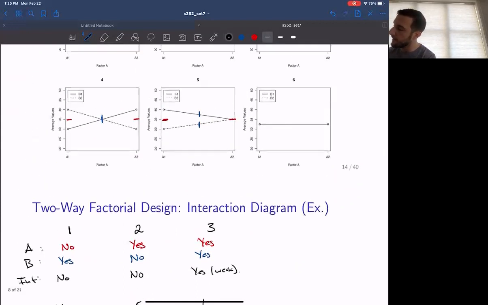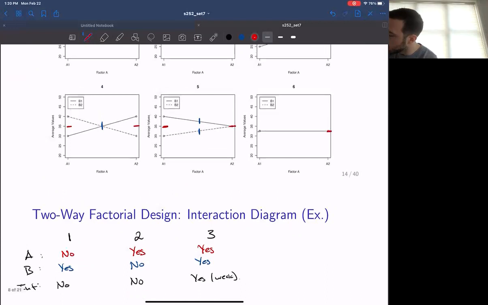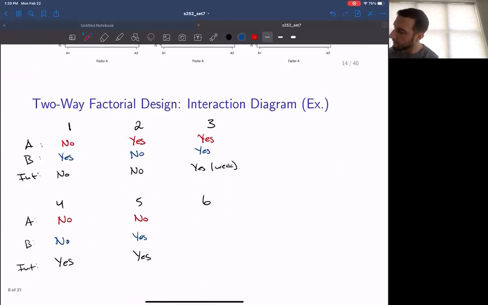All right, and then in the last system, this would be what we would think of as a dead system or a very boring system, I guess. You can see that the red points are both at 32.5. The blue averages are also at 32.5 and the lines are parallel. So this system has no main effect for A, no main effect for B, no interaction.